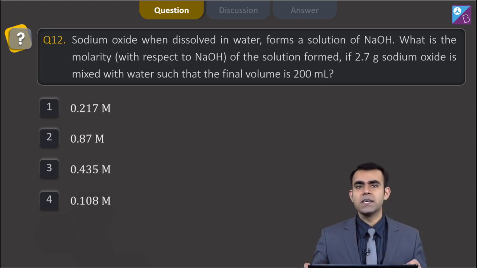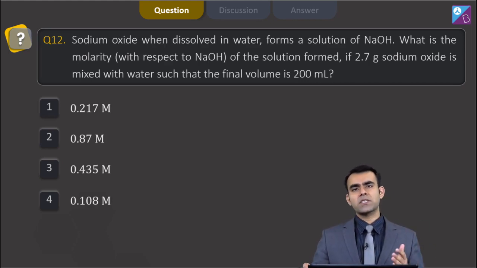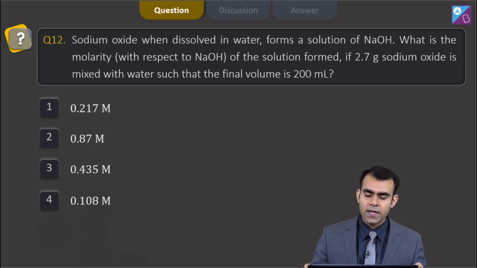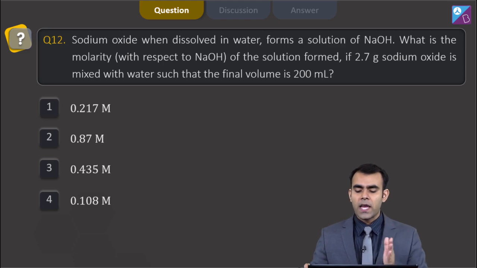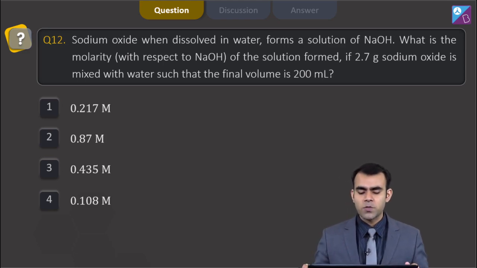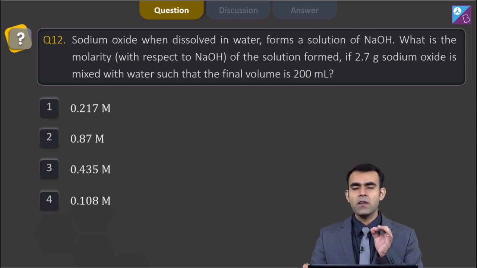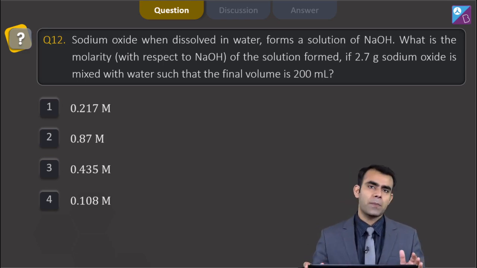So question number 12. The question says sodium oxide when dissolved in water forms a solution of sodium hydroxide. Obviously sodium oxide is a basic oxide, reacts with water and forms a base, sodium hydroxide. Now what is the molarity with respect to NaOH of the final solution formed if 2.7 gram of sodium oxide is mixed with water such that the final volume is 200 ml.